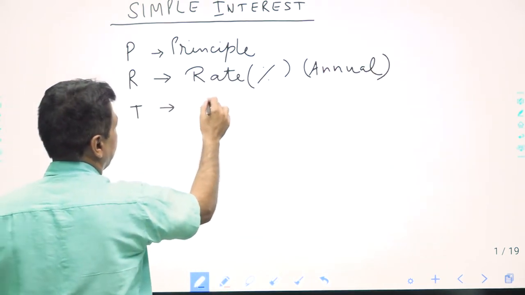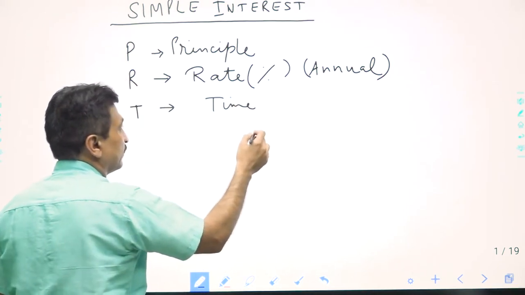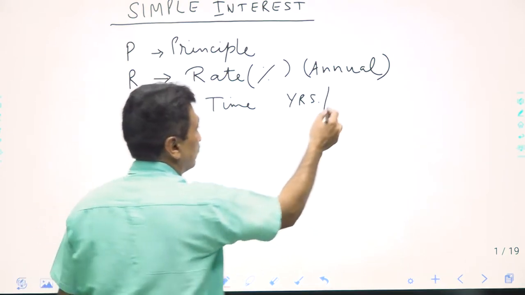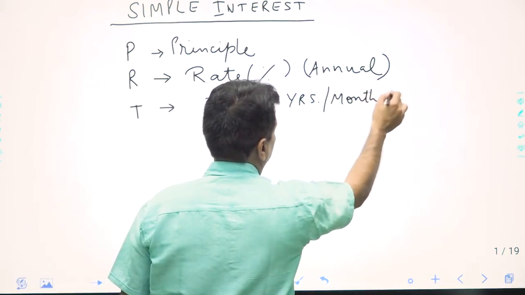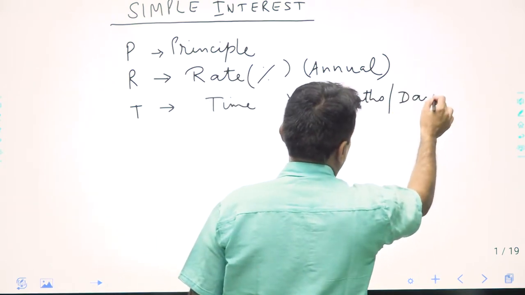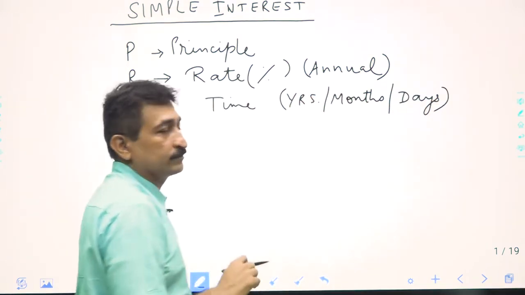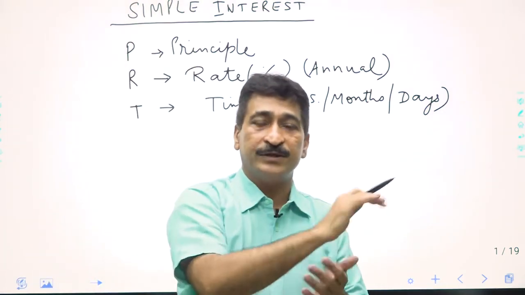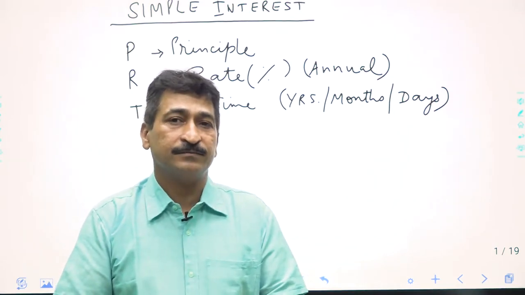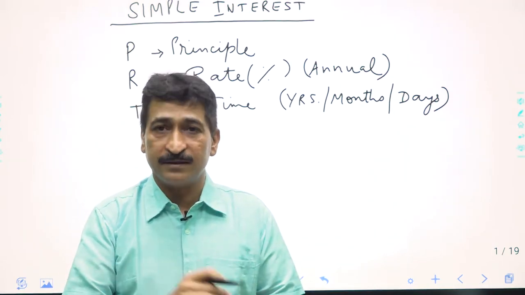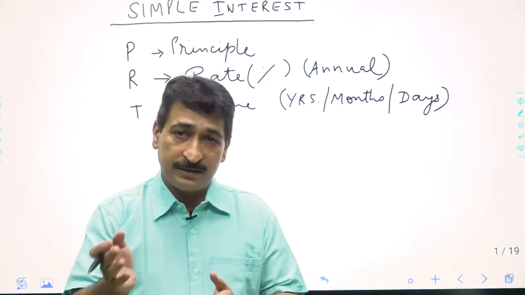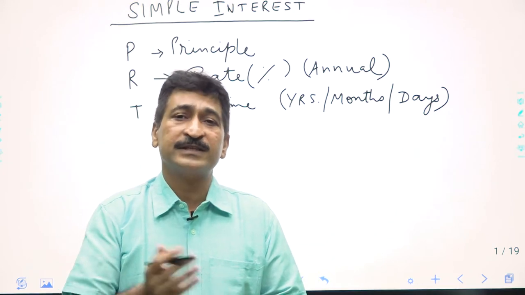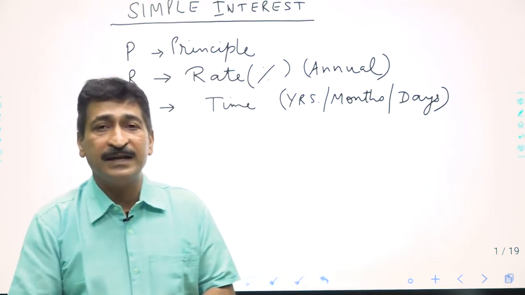Then the third character is time. Time is usually in years, but sometimes it is given in months also, or days. If the time is given in months, you convert it into years. How do you convert it into years? Divide by 12, because there are 12 months in a year. If the time is given in days, convert it into years. How do you convert it? Divide by 365. 1 year has 365 days.